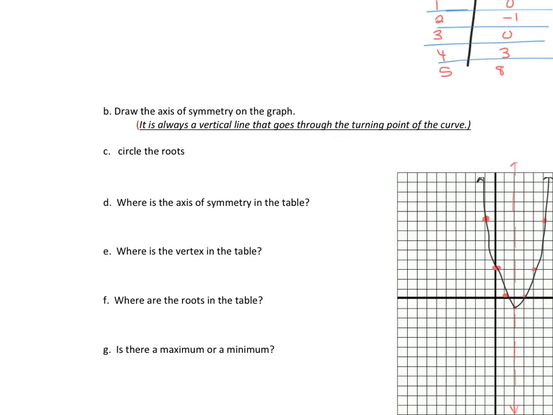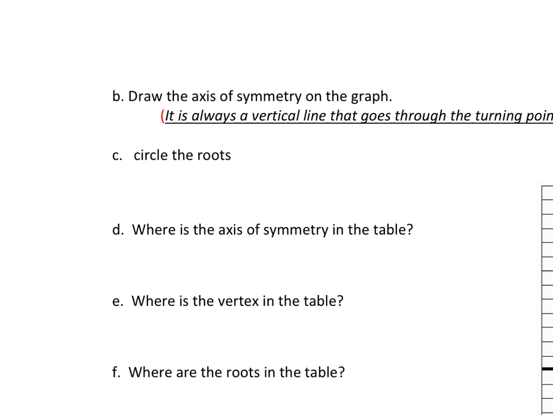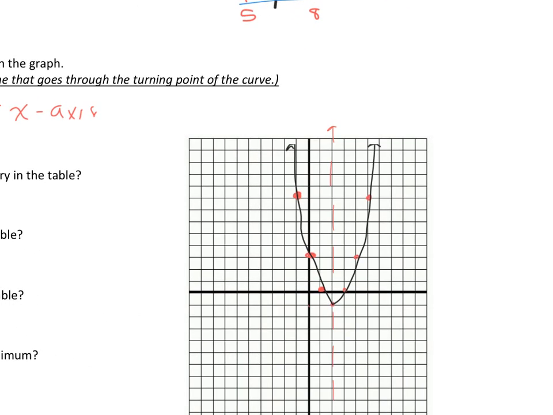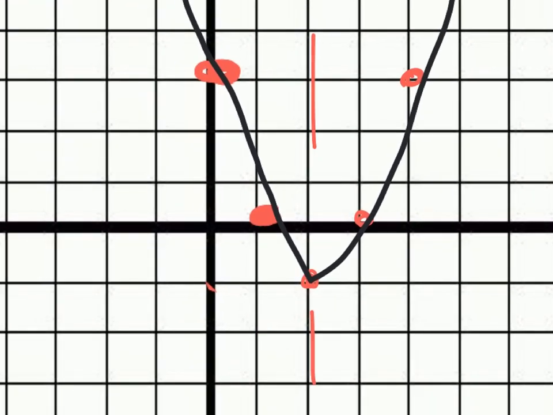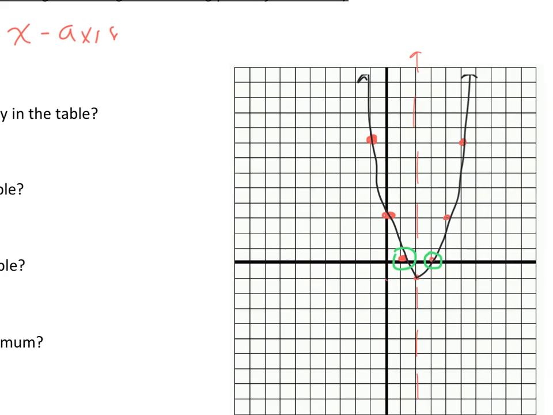Now it says circle the roots. Remember, the roots are where you cross the x-axis. So our x-axis is the horizontal line. So we look at our x-axis, and look, we cross them right here. I'm going to use green. We're going to circle them. So we circled our roots.